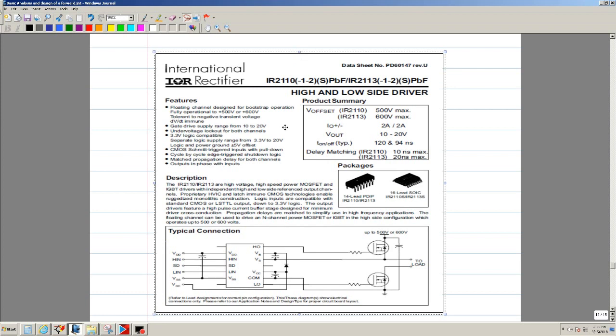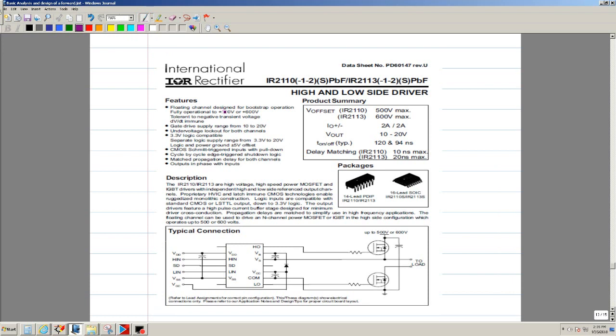Okay, so this is a HiLo driver from International Rectifier. It's the IR2110. If you notice, here is a typical connection. This is your top driver, and this is your bottom driver, and your primary will be connected like so.